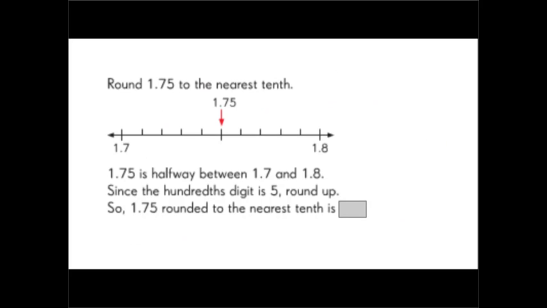The problem says round 1 75 hundredths to the nearest tenths. So we have 1 7 tenths on one side, since we're rounding to the nearest tenths, 1 8 tenths on the other side, and right in the middle is 1 75 hundredths. We know our rule says if the number in the space to the right of the place value is 5 or bigger, we round up. So we know the answer to the nearest tenth is 1.8.